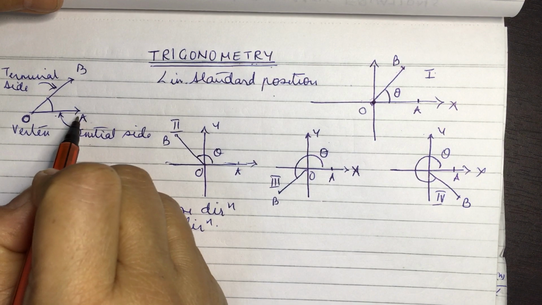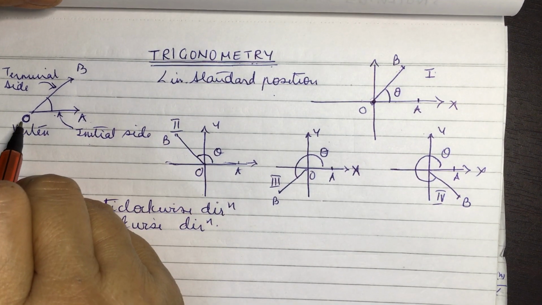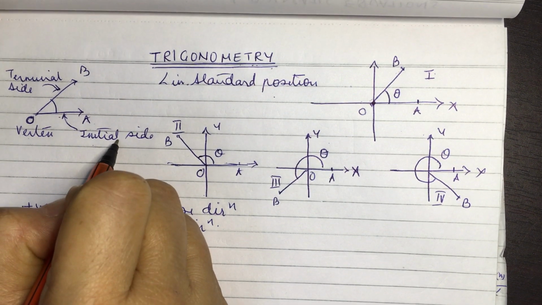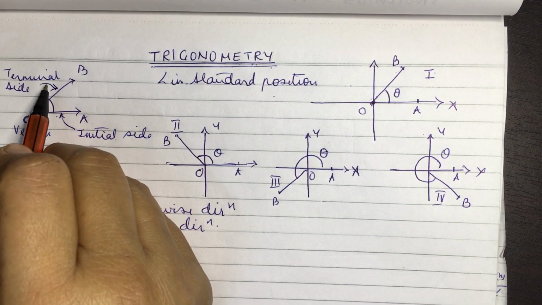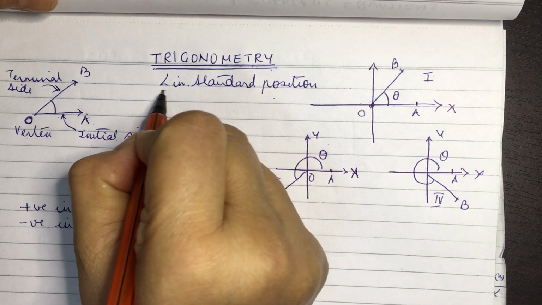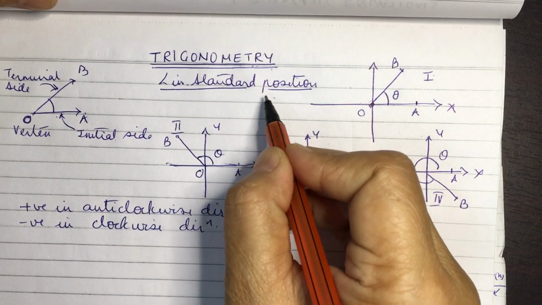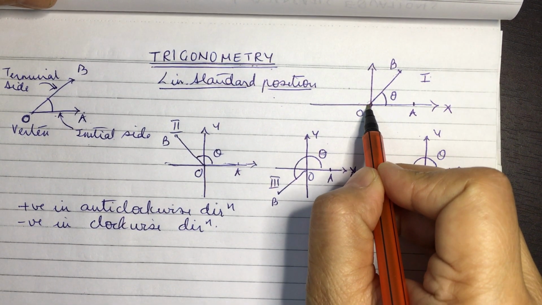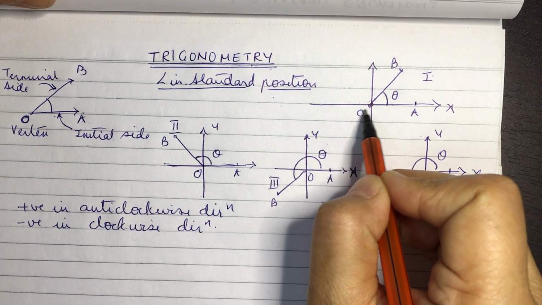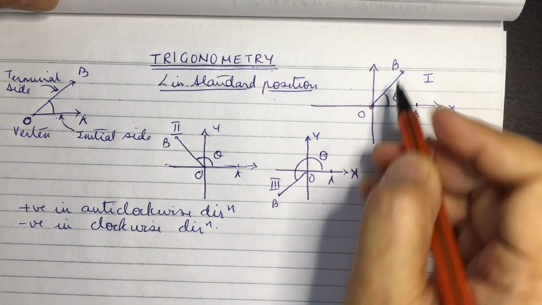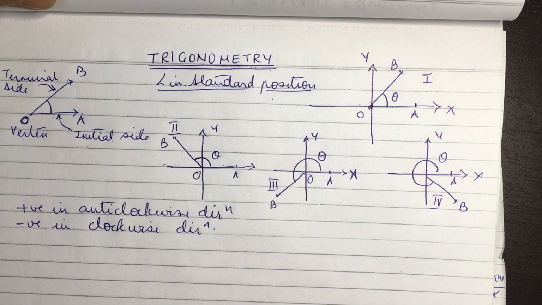Let's consider an angle AOB. The point O is called the vertex, the line OA the initial side, and the line OB is called the terminal side of the angle. Now an angle is said to be in the standard position if its vertex coincides with the origin and the initial side coincides with the positive x-axis in the xy plane.